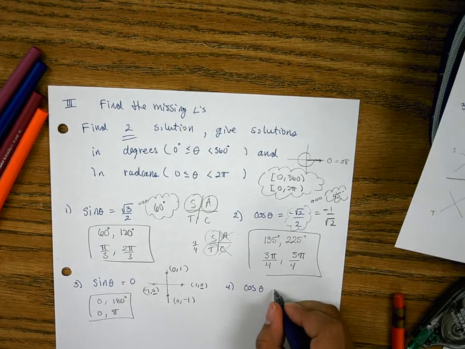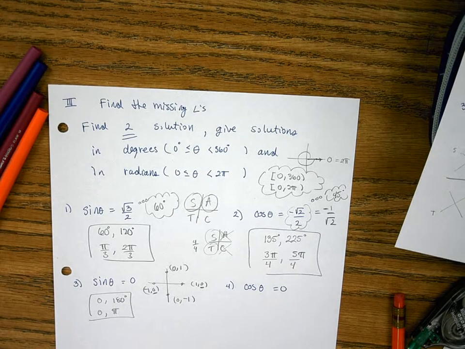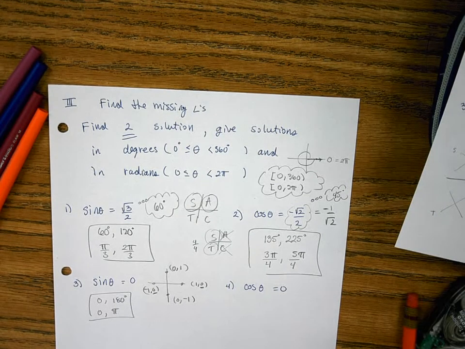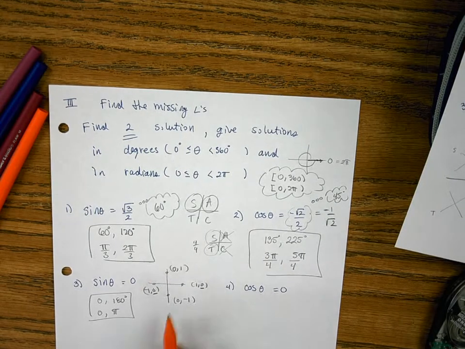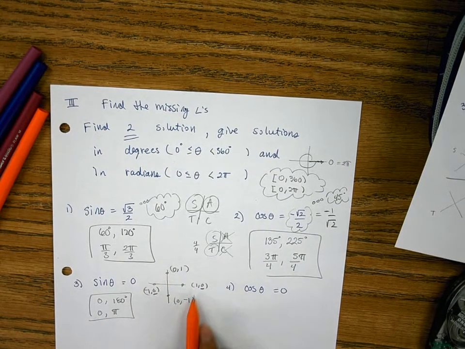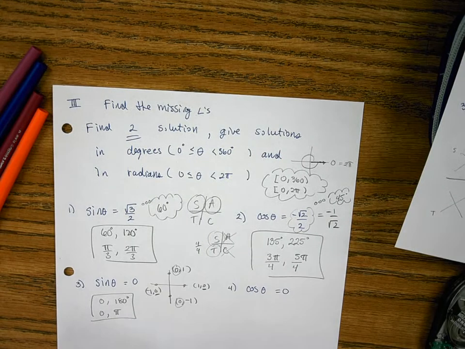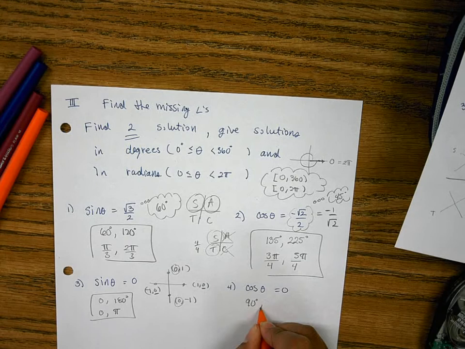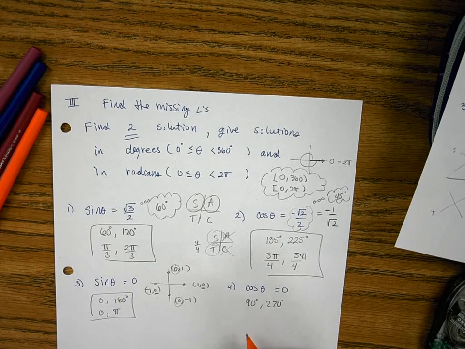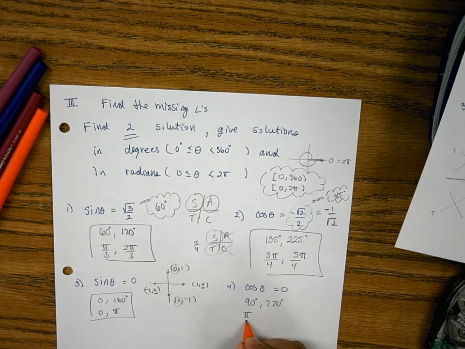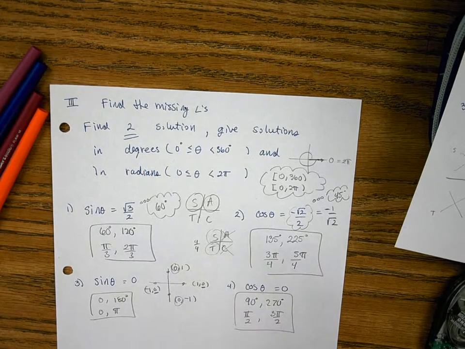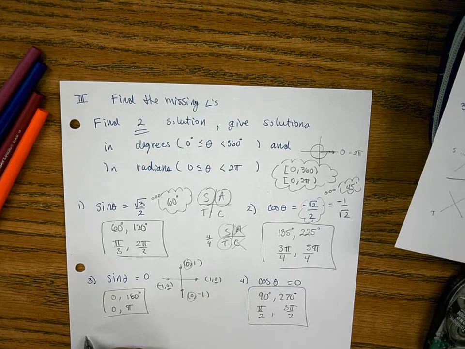Number 4, cosine of theta equals 0. Okay, I'm going to use this here. Cosine are the x values, that happens here, and that is 90 degrees and 270, or pi over 2 and 3 pi over 2.